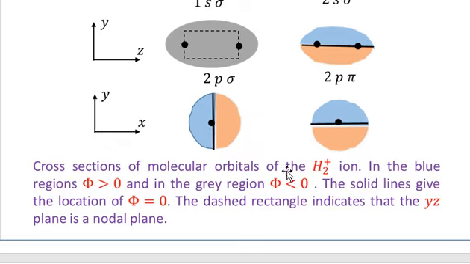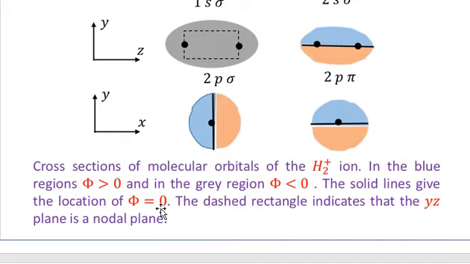Cross sections of molecular orbitals. So these are the cross sections of the molecular orbitals of the singly ionized hydrogen molecule. In the blue regions, phi is greater than 0. That is, phi is positive in the blue region. And in the gray region, phi is less than 0. The solid lines give the location where phi is equal to 0.